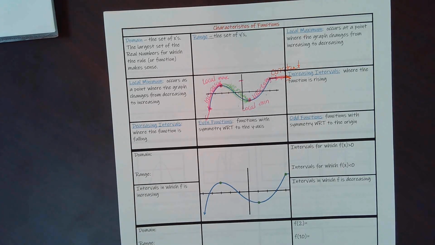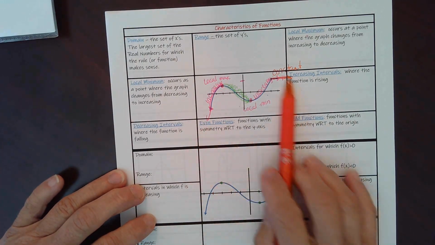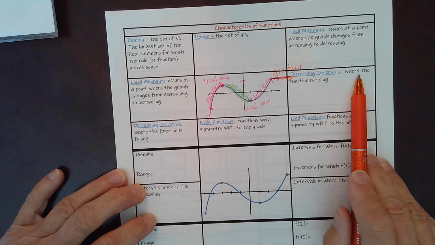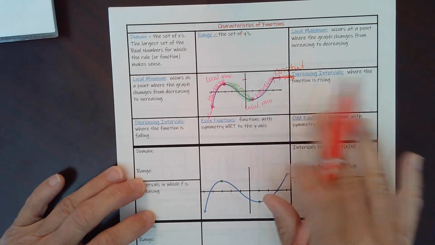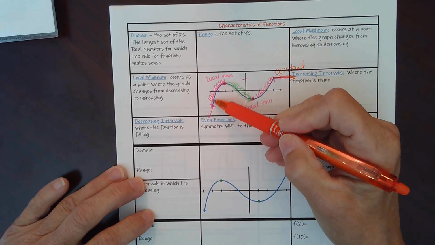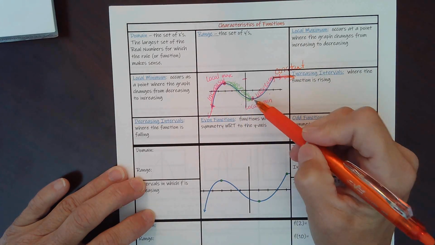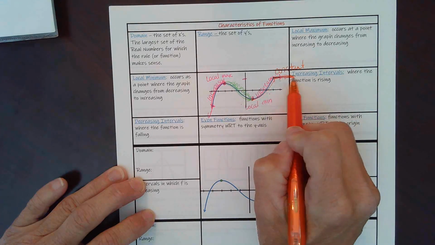So that's another piece of information that we might be interested in also, even though I don't have it listed here. So increasing intervals are going to occur where the function is rising, and you always look at a graph left to right. So the graph is rising, then the graph is falling, the graph is rising, and the graph is remaining constant.